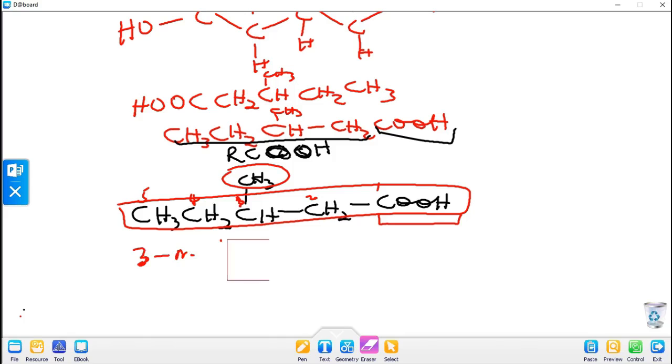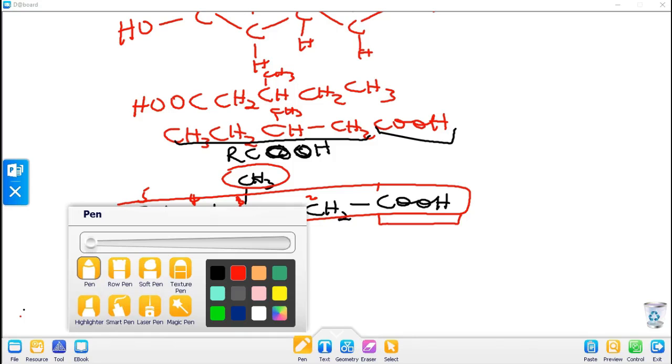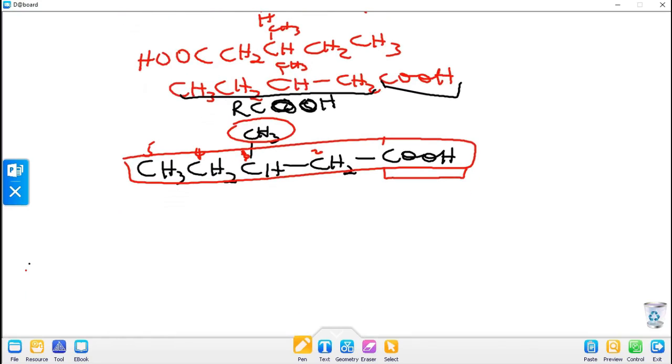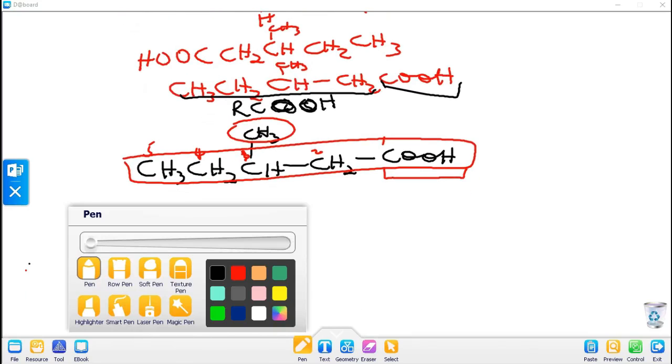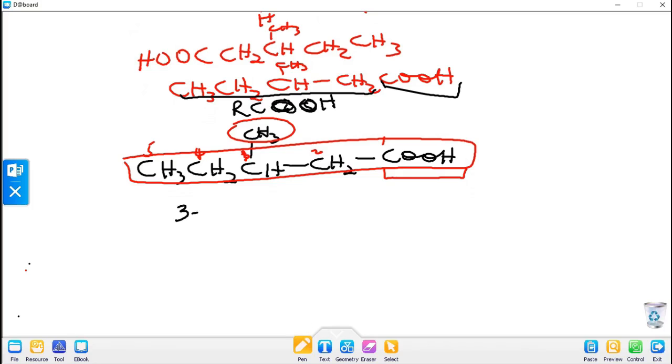We have to erase that. It's not clear. So let us name that again. So this is called 3-methyl.